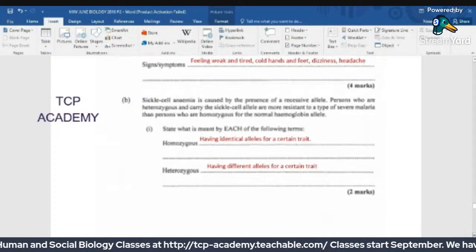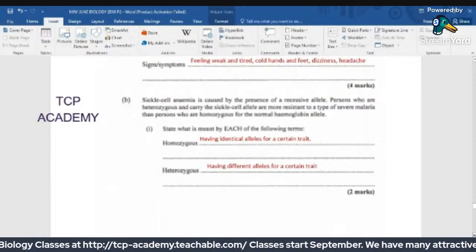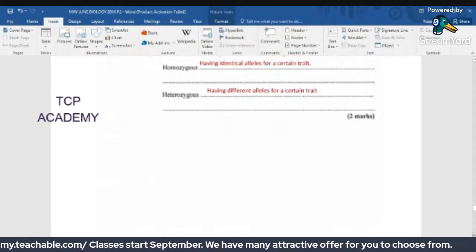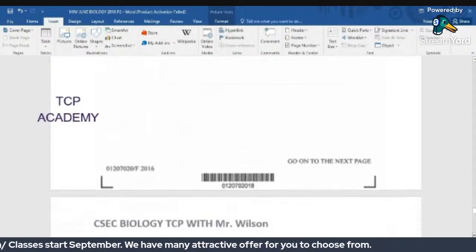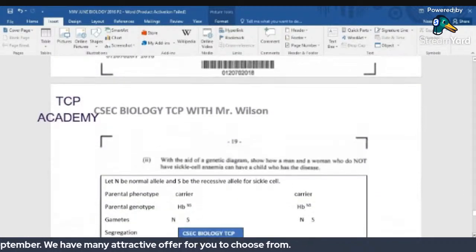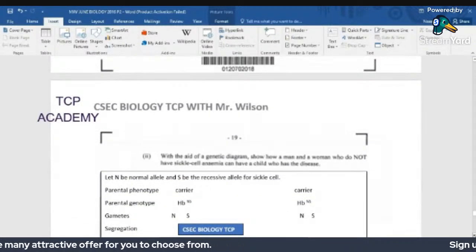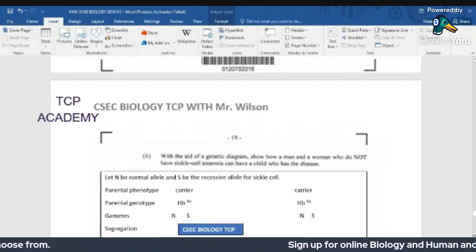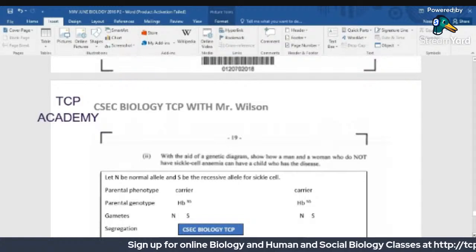Heterozygous, having different alleles for a certain trait. Now let's move on and look at the other part of this question. Now here, with the aid of a genetic diagram, show how a man and a woman who do not have sickle cell anemia can have a child who has the disease.